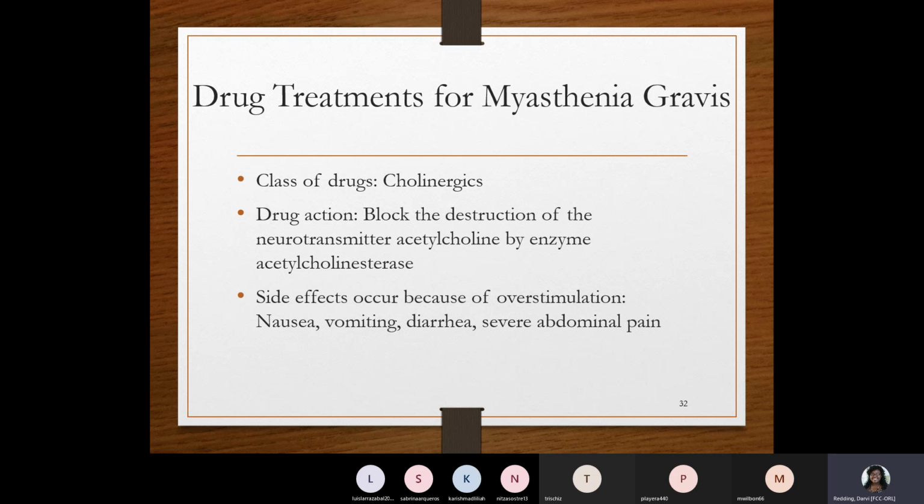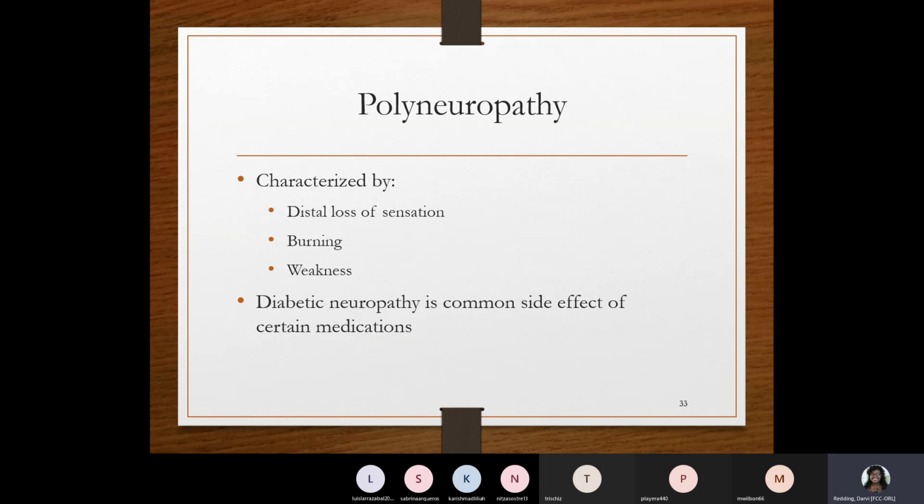Other side effects include diarrhea as well as severe abdominal pain. So now that we've talked about the conditions for myasthenia gravis and the drugs that help treat it, we're next going to talk about polyneuropathy.